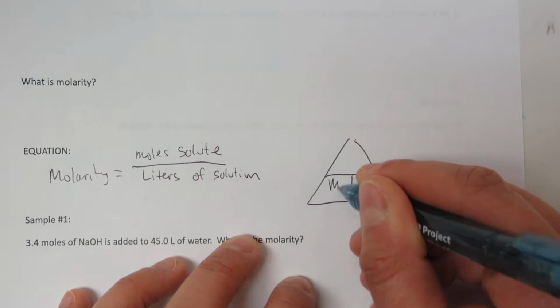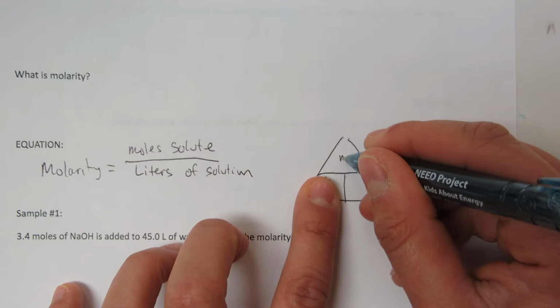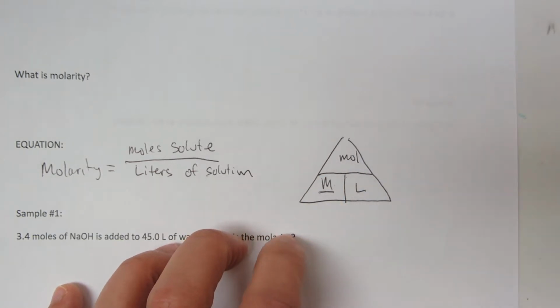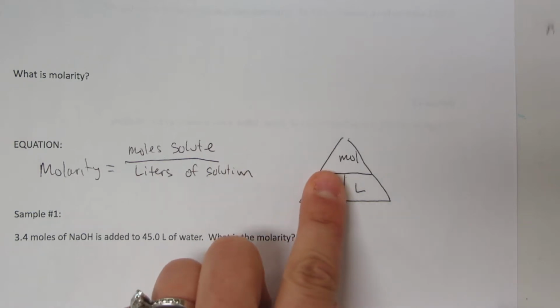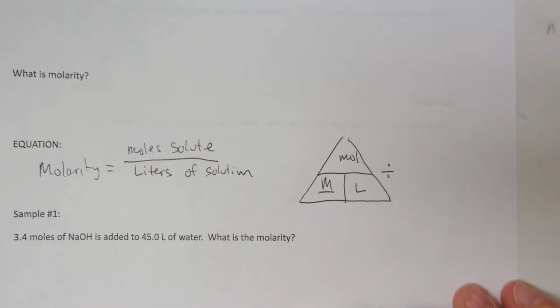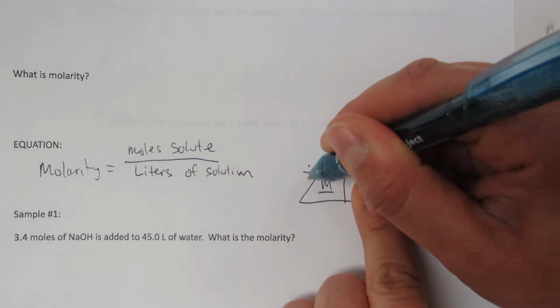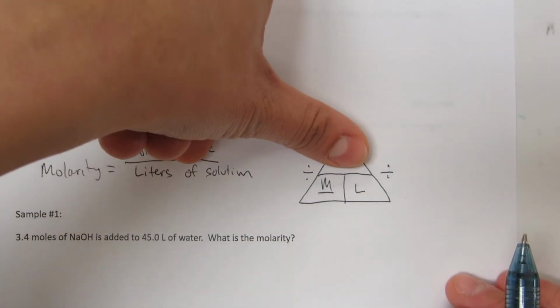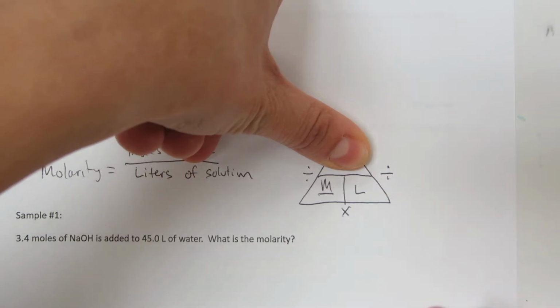So we know molarity, that capital M, underline means molarity, is equal to the moles over liters. Whenever you're using this triangle equation, you cover up the variable you're looking for, and that helps you set up your algebra correctly. If you're solving for molarity, you're going to do moles divided by liters. If you're solving for liters, you're going to do moles divided by molarity. If you're solving for mole, cover up mole, you have molarity next to liters. That means you're going to multiply those two to find moles.